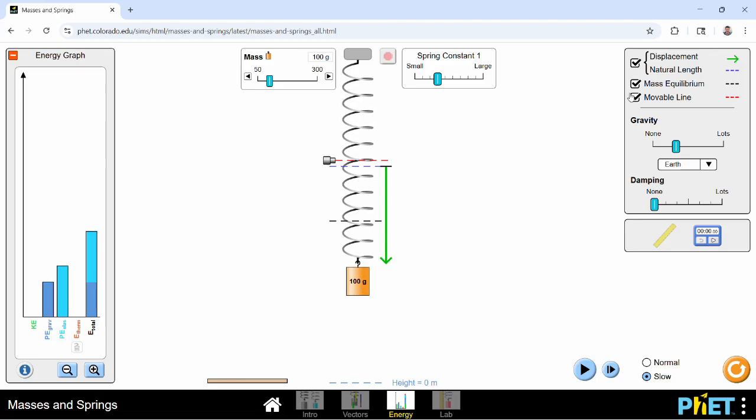Can I move the movable line? No, I can't move it there, so never mind.